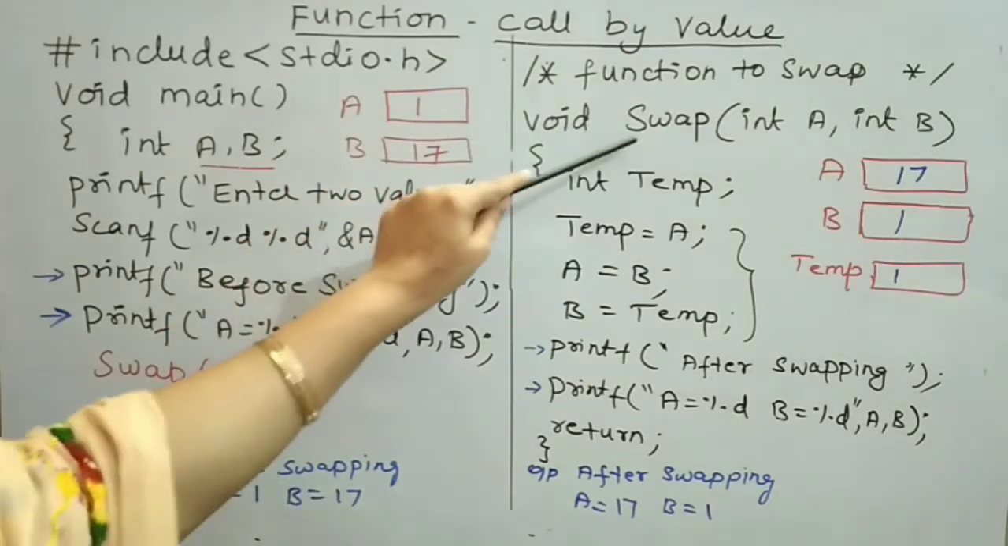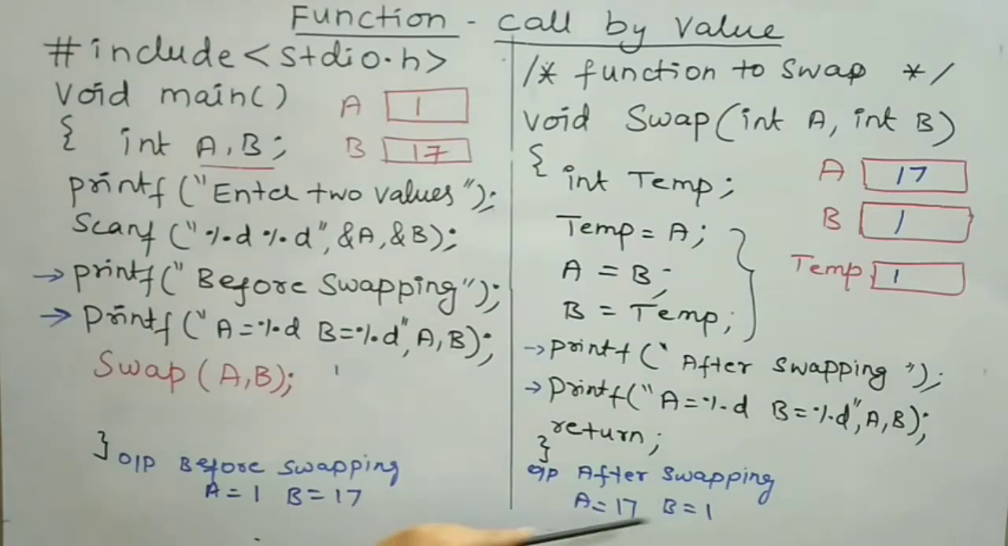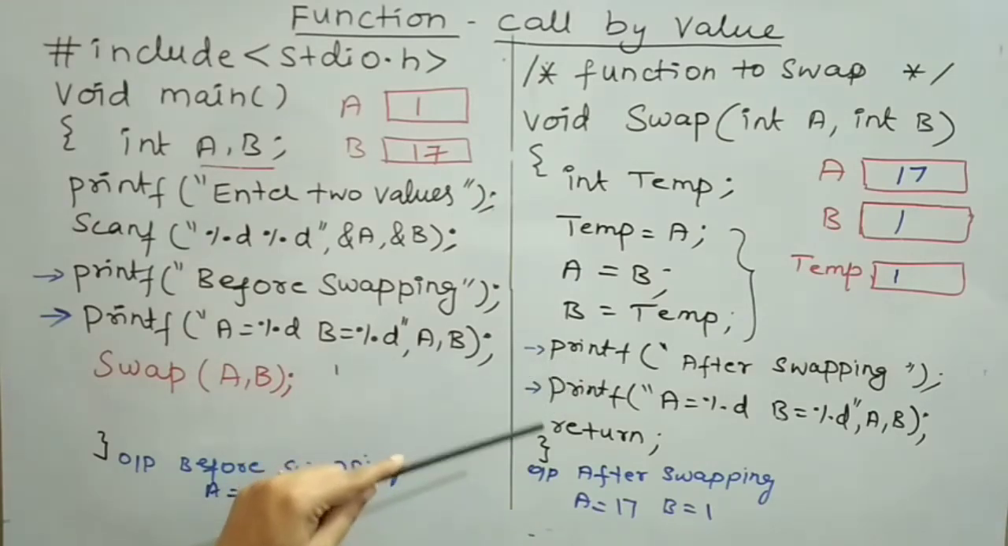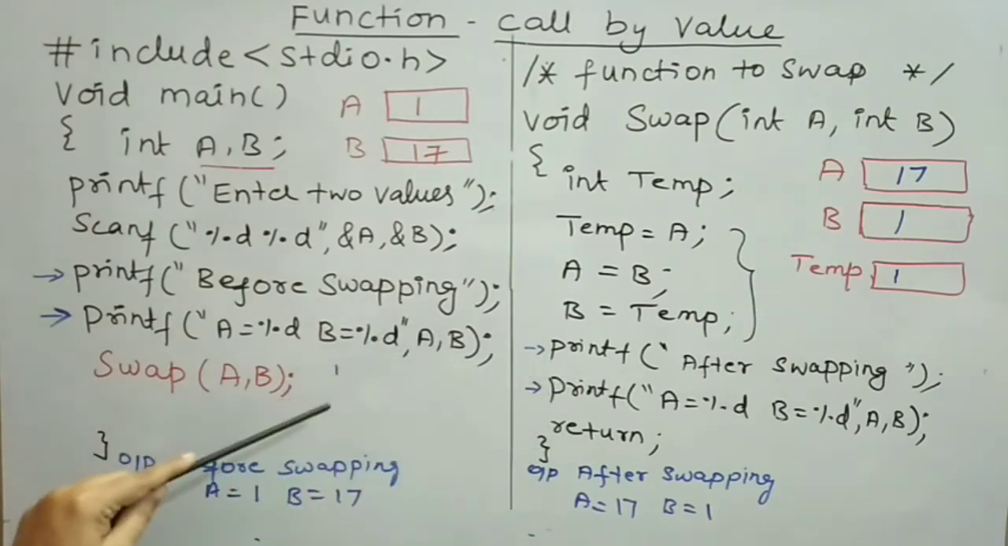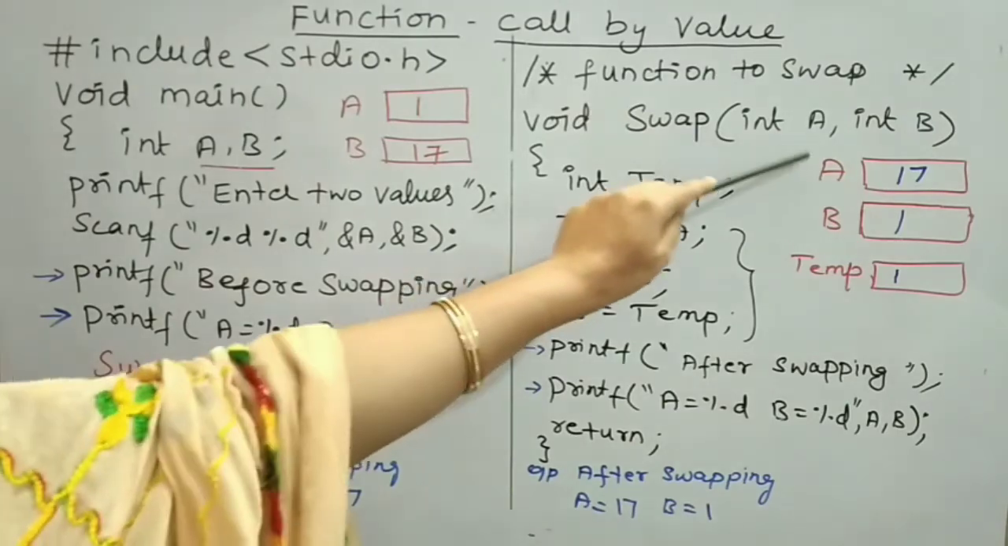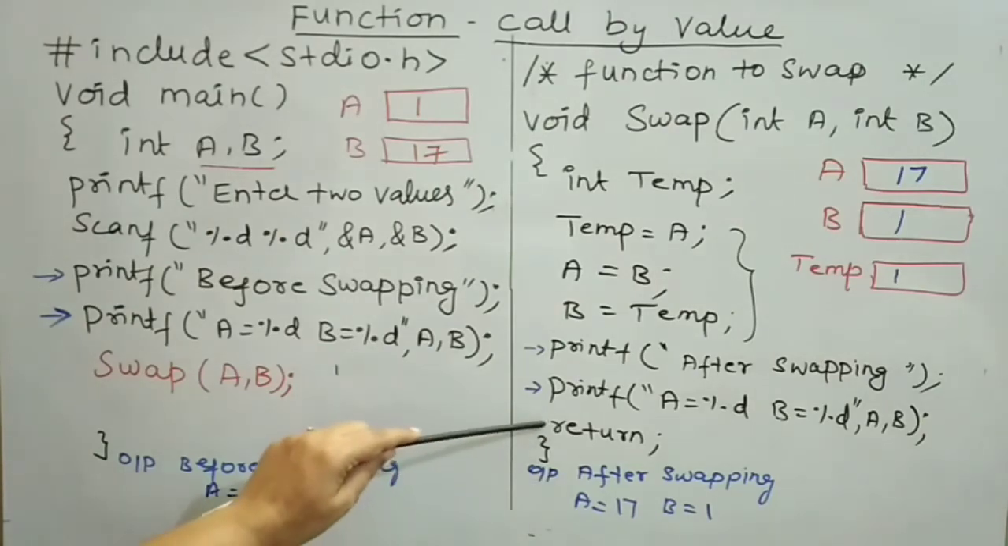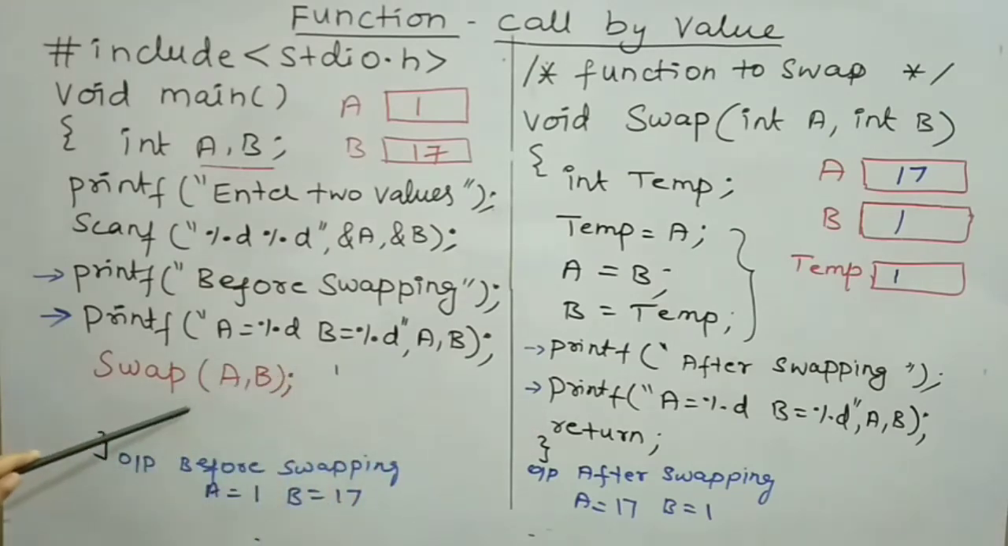In the swap function I am printing the value of a and b after swapping. Why am I printing the value of a and b within the swap function itself? Once I come out of this swap function, I can't access this a and b which has the interchanged value. For example, this return will return the control back to the main function, that is the calling function, after the function call. See, this is my function call statement.